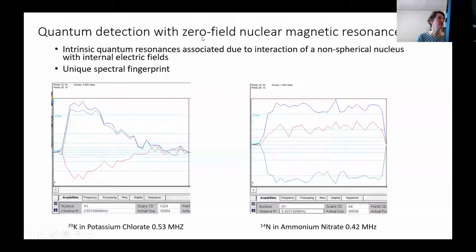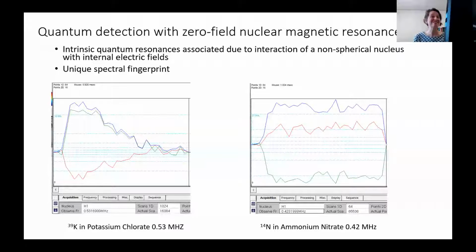Before I go into the sensor part of the quantum sensor, I just want to point out that this last example is a measurement of a quantum signal by a quantum sensor. In fact, these low field magnetic resonance or zero field nuclear magnetic resonance signals are in themselves intrinsic quantum resonances that are just inside the material by themselves. You don't apply any field to them. The field is inside the material itself. It's internal electric field gradients interacting with a non-spherical nucleus.